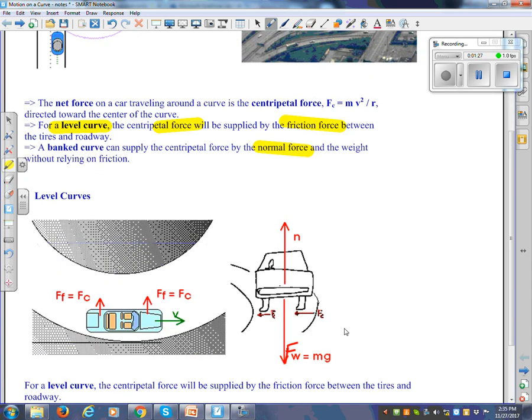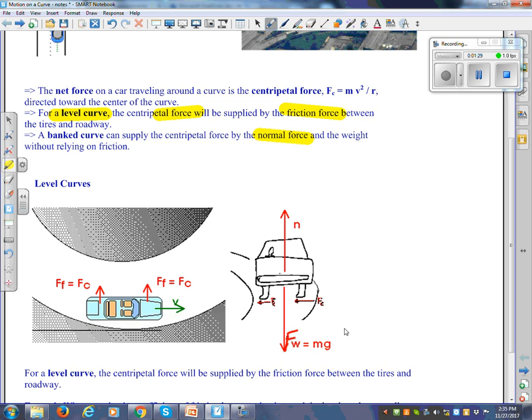So the first one we're going to talk about is level curves. That's the easy one. There's a couple of drawings here of a car. This is from the top, a side view, a drone view, if you will. As this car goes around the corner, the centripetal force is directed towards the center, and that centripetal force is provided by the friction. You can see the velocity is moving the car forward. Friction is pushing it towards the center. And here's the behind-the-car view. You've got the normal force up, the weight force down, and Fc, which is equal to Ff.